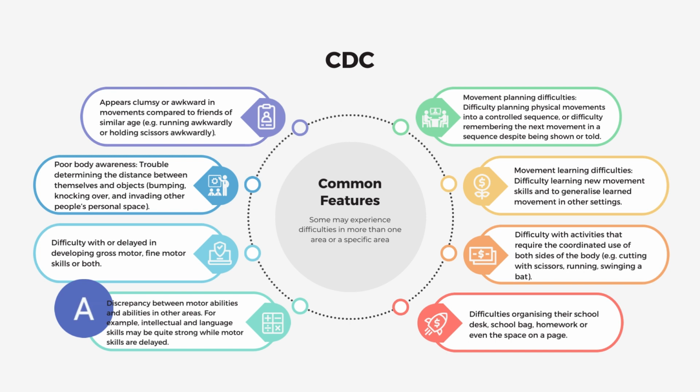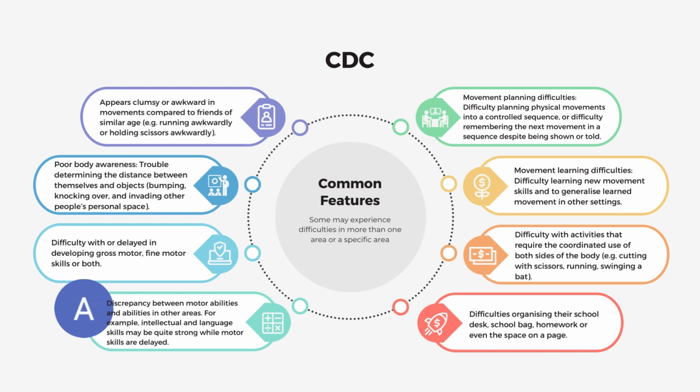The third one would be difficulty with or delay in developing gross motor and fine motor skills. So the development of their motor skills is not coordinated with their age group. For example, as a 7 years old, probably as compared to their peers, they could have already jumped with their 2 feet. However, a child with DCD would not be able to or would have difficulty in doing so.